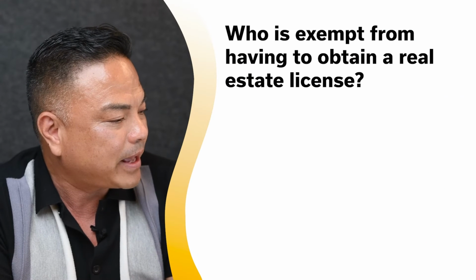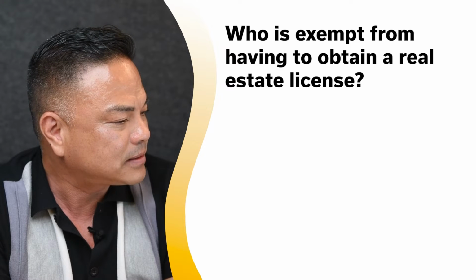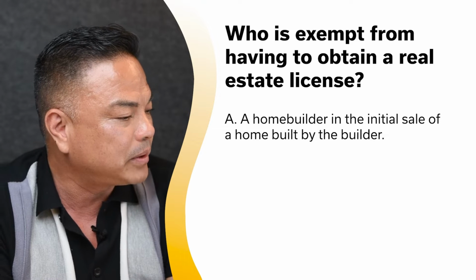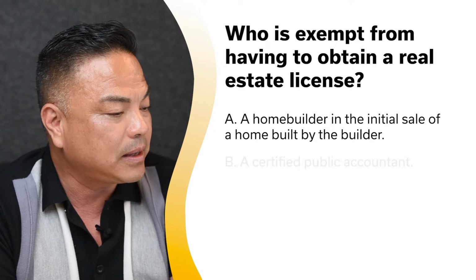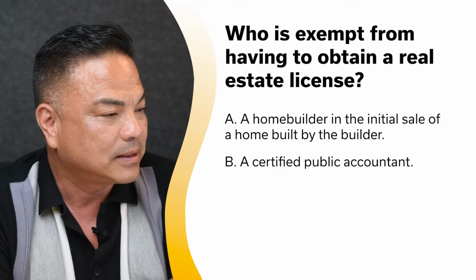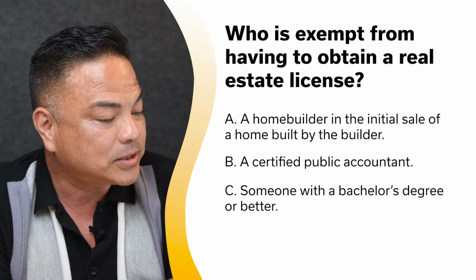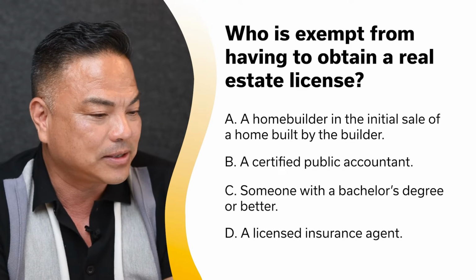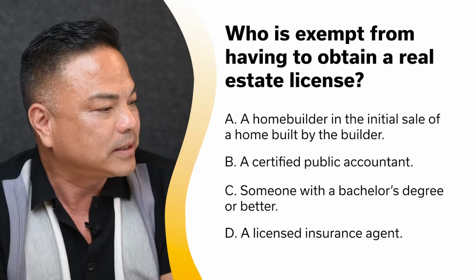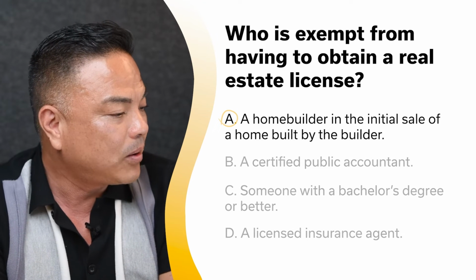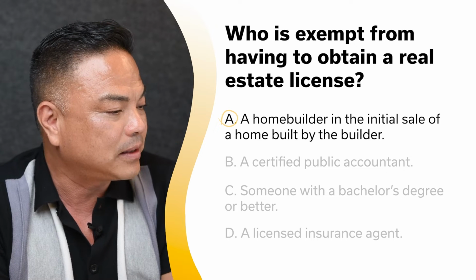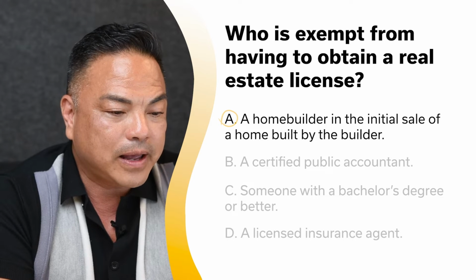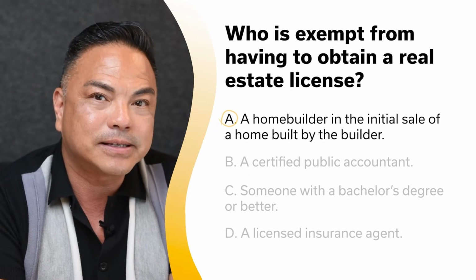Who is exempt from having to obtain a real estate license? A, a home builder in the initial sale of a home built by the builder. B, a certified public accountant. C, someone with a bachelor's degree or better. D, a licensed insurance agent. And the answer is A as in apple, a home builder in the initial sale of a home built by the builder. Home builders often have partial or full license exemption.